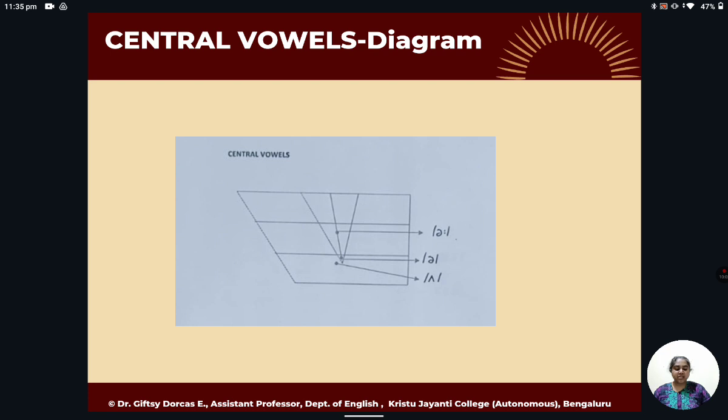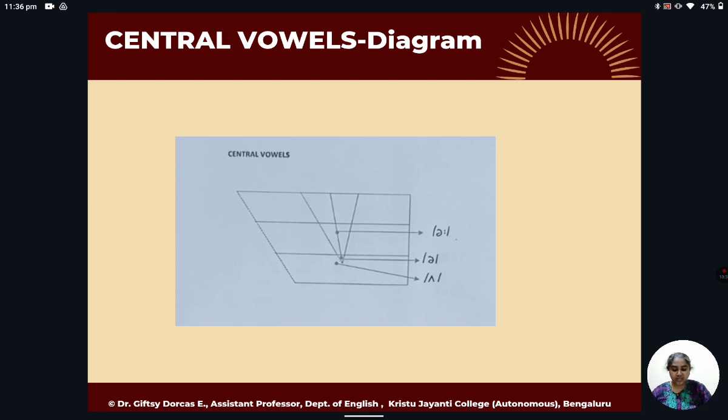Moving on to the last, central vowels. So central vowels have three sounds. So the three sounds are represented in the vowel diagram. So to describe a sound which is like the inverted V, it is described as a central unrounded vowel just above open position, and it occurs initially and medially in the words up and cup. Next is the sound.